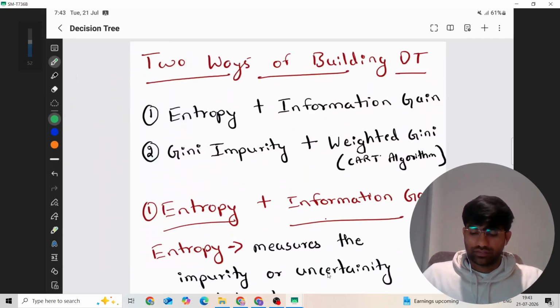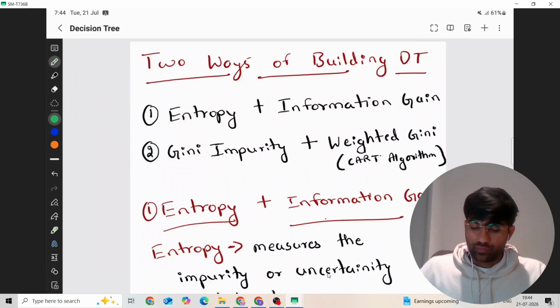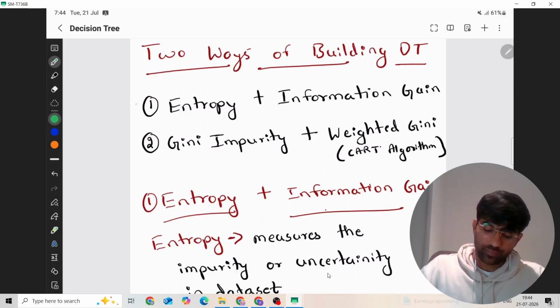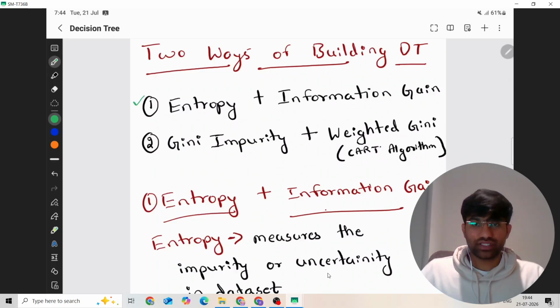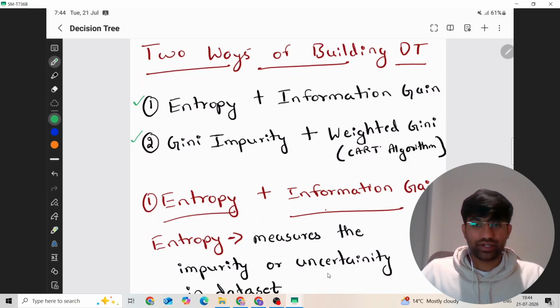Hello everyone. In the last video, I gave the introduction and basic understanding of the decision tree. And in this video, we will see how to build a decision tree. We will see the mathematical way to build the decision tree. We have two ways of building a decision tree. One is entropy plus information gain, and second is Gini impurity plus weighted Gini.